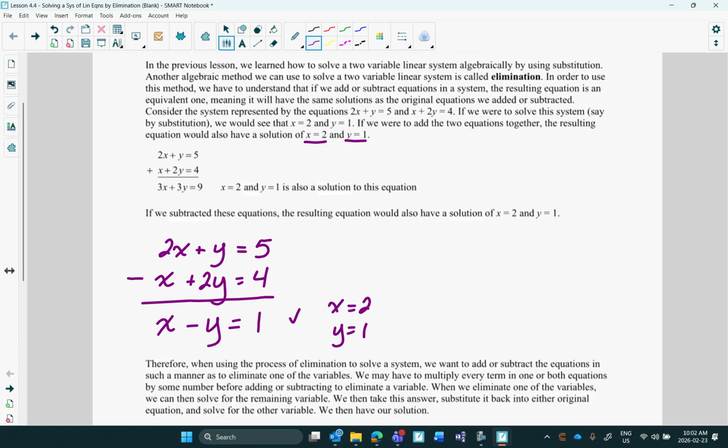So we use that to solve systems using elimination. What we're going to do is take the two equations, add or subtract them, one of the two, to try and eliminate one of the variables. If you eliminate one, that means you can solve for the other. And once you got one of them, you just plug it back in to find the other. This will make more sense when we do an example.